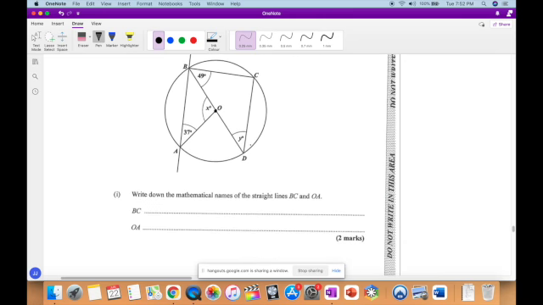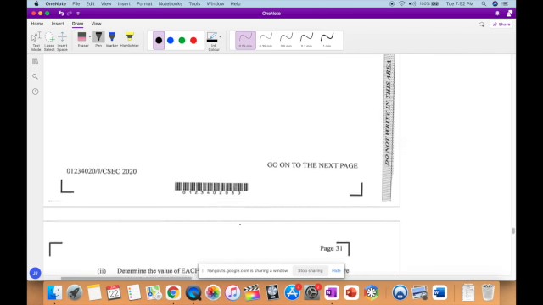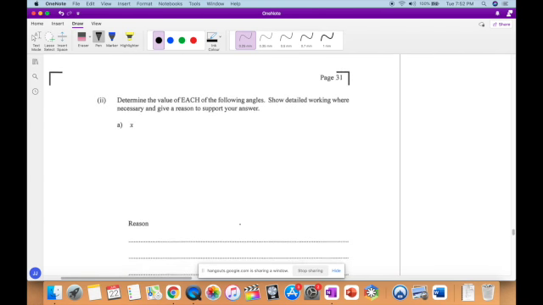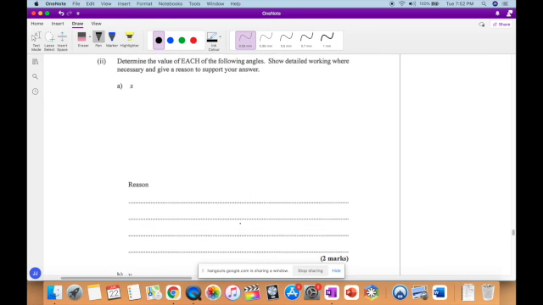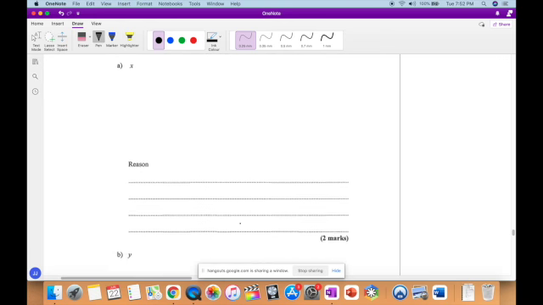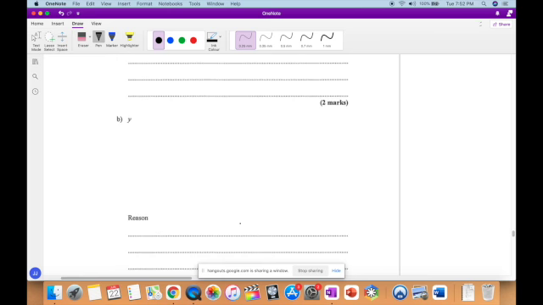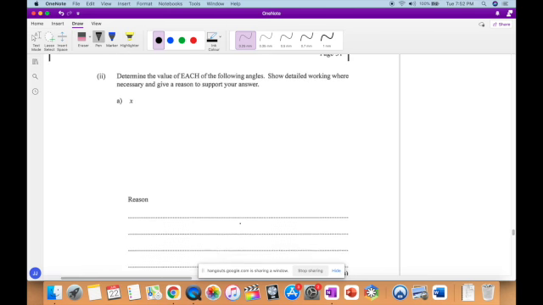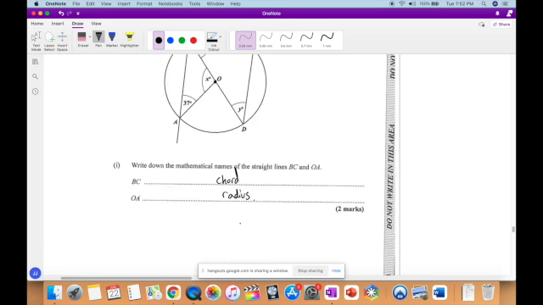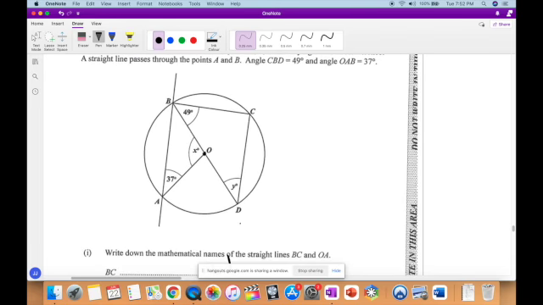So BC is a chord, right? And OA is a radius. Easy enough. Determine the value of each of the following angles. Show detailed working when necessary and give reason to support your answer. So you can see they even have a place for the reason here. Right? So they want X and Y.